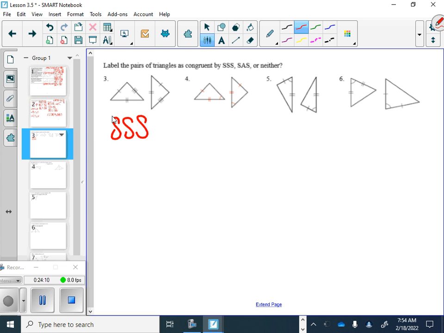All right, number 4. Side, side, side, side, angle, side, or neither? Go look at the definition of side, angle, side. Where does that angle need to be? In between. Is that angle in between the two sides? No. If it were side, angle, side, I would need my angle right here. Just because I have two sides at an angle does not mean it's side, angle, side. That angle must be in between. So because it's not in between, what's my answer? Neither.